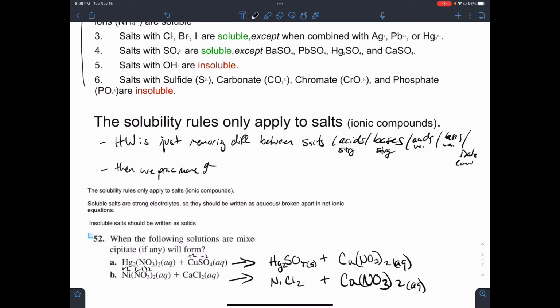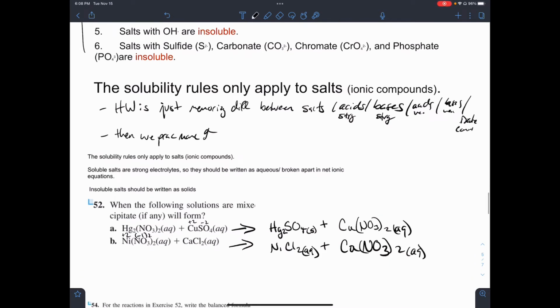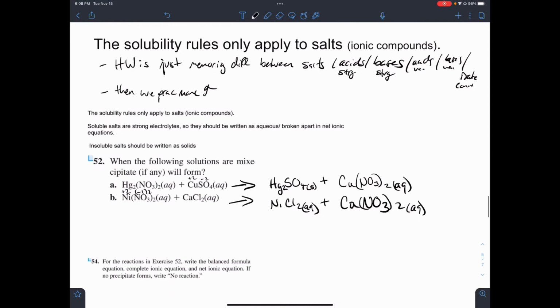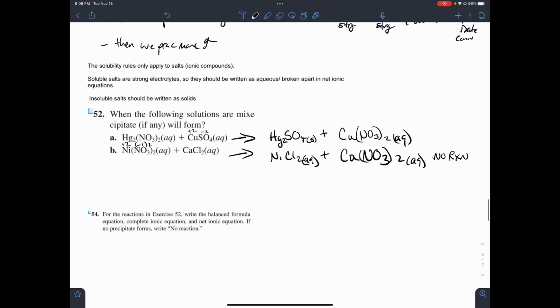This should also be soluble because it has chloride ions and it's not one of the exceptions. So I'll put aqueous here. When we have this scenario, it's called a no reaction. So we're kind of done with that one. Sometimes we'll just write no reaction for that. For the next one, it says from the previous problem, write the balanced formula, the complete ionic, and the net ionic equation, or no reaction.